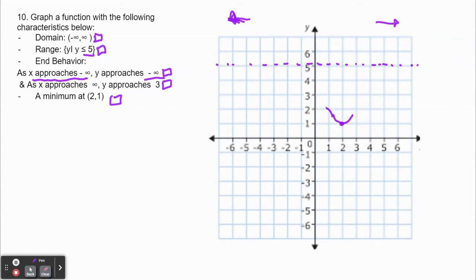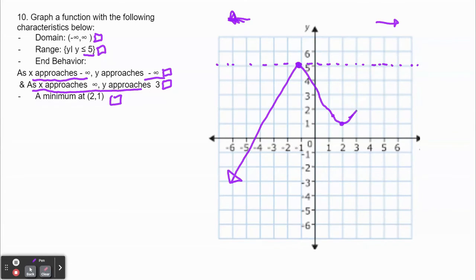So maybe something, I don't know, let's say here. I moved this one all the way up here because I know at some point y is equal to 5. So it does hit this point here. Could have done it on the right side. It doesn't really matter. But then the final thing, for as x approaches positive infinity, y is approaching 3.